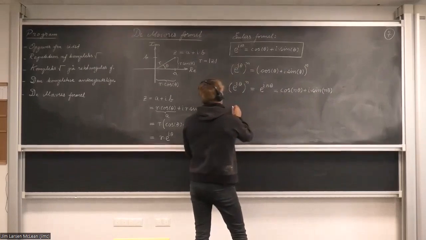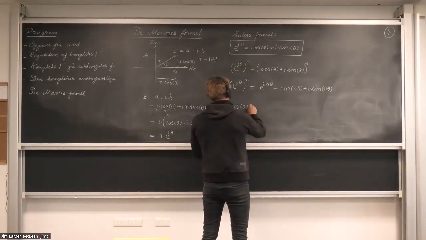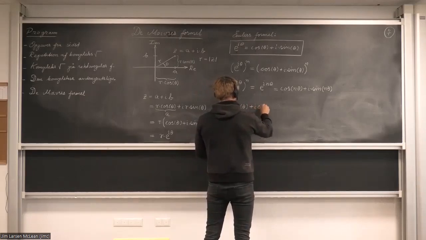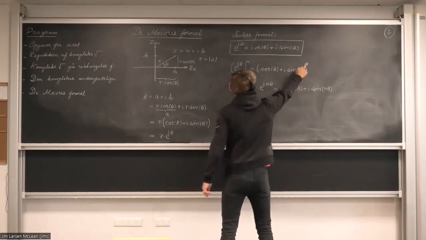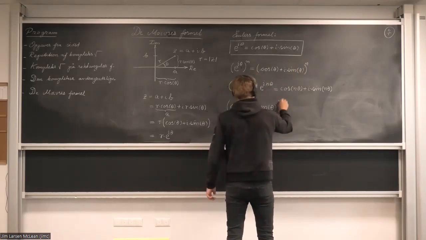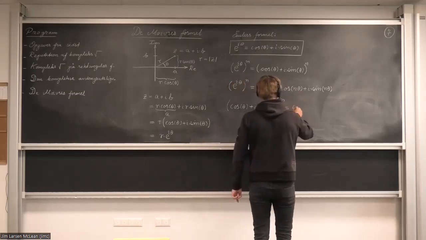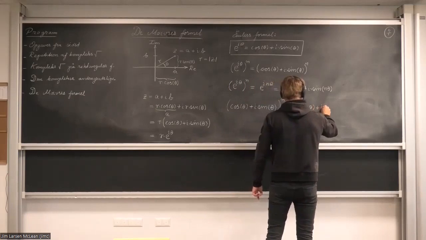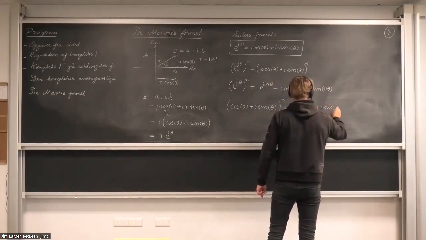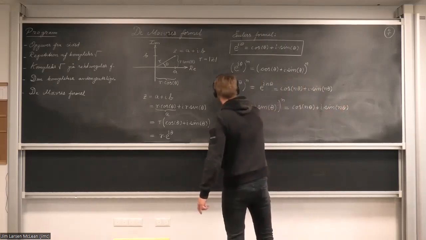So the formula looks like this: the cosine of an angle plus i times the sine of this angle, all raised to the nth power, is exactly the same as cosine of n times the angle plus i times the sine of n times the angle. So here it is.